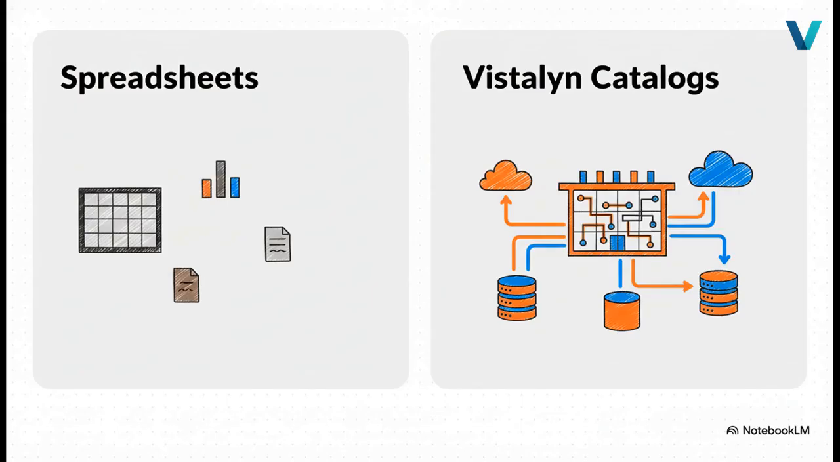Right about now, you're probably thinking, hey, can I just use a spreadsheet for this? And look, you could try, but Vistalyn catalogs are playing a whole different game. Because they're purpose-built, they maintain data integrity, and maybe most importantly, they actually understand the relationships between all your components in a way that a simple grid of cells just never, ever could.